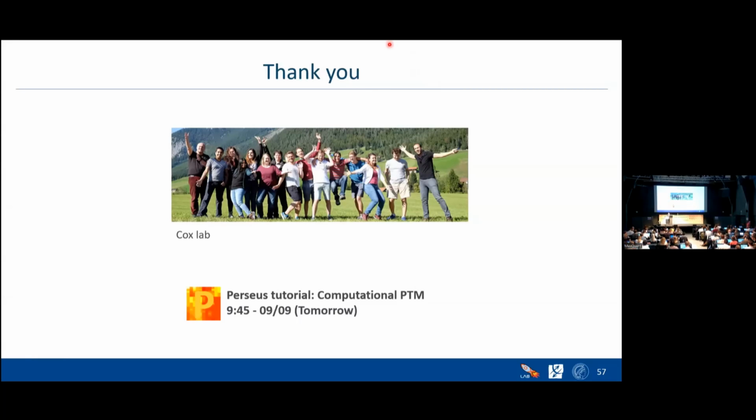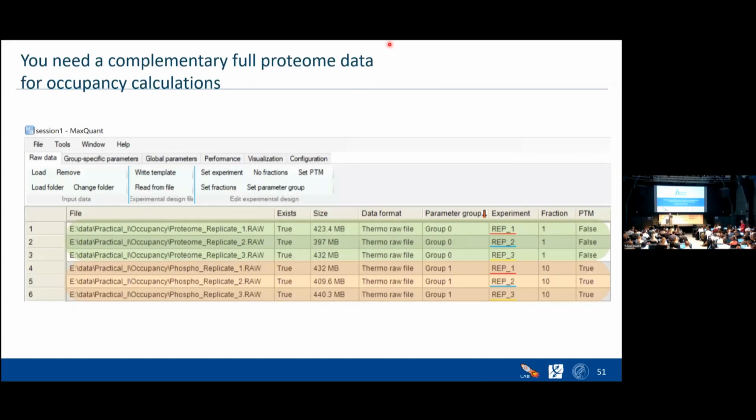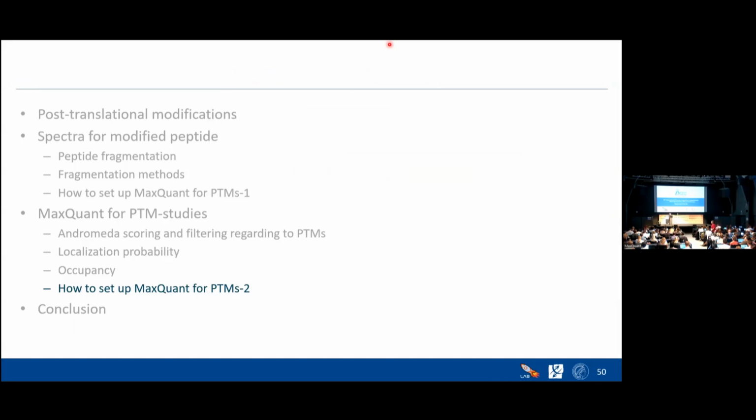Any questions? Hi, thank you. My question is about the fragmentation for phosphorylation. Would you think EThcD would be more efficient for the fragmentation, also keeping the phosphorylation? HCD is good, yeah. HCD is good. So, I mean, HCD and ETD, but not CID.